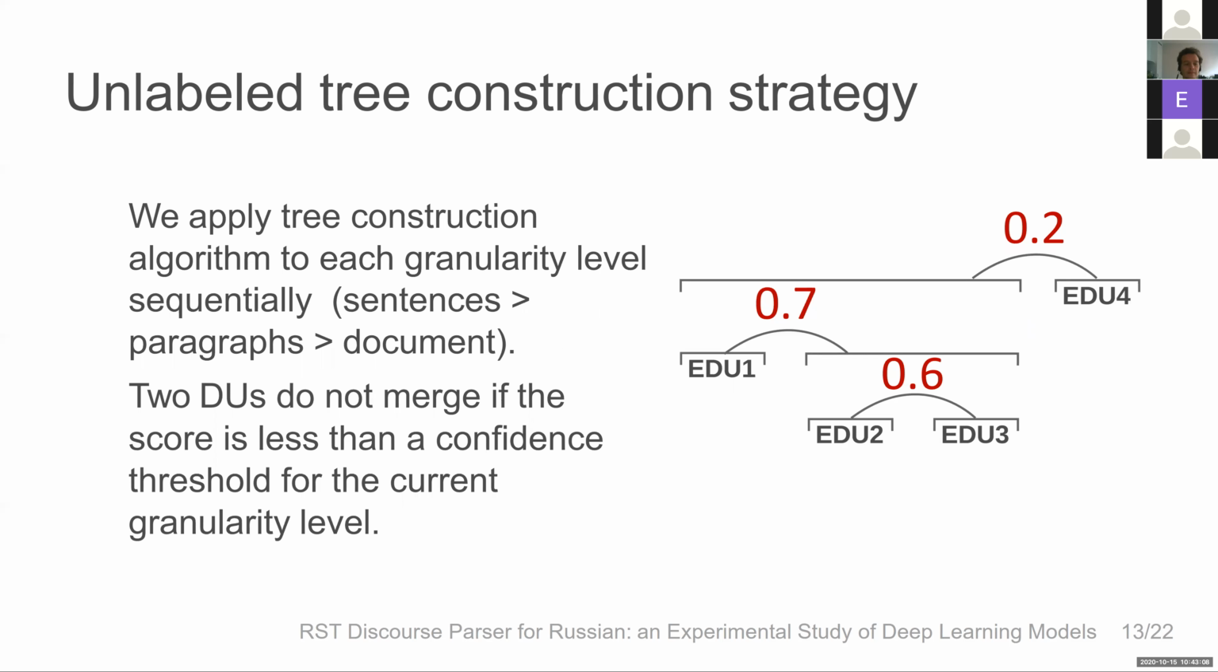We also propose to use a confidence threshold for the granularity levels. We apply the tree construction algorithm to each granularity level sequentially, from a single sentence to the whole document, and the discourse units do not merge if the score that is predicted by structure classification is less than the confidence threshold for the current granularity level.